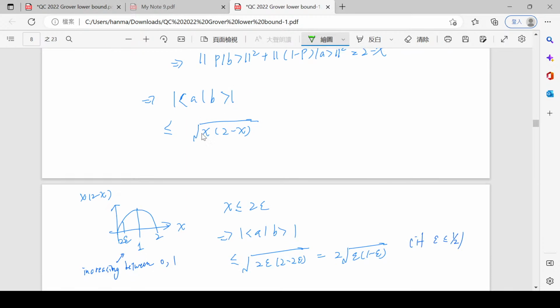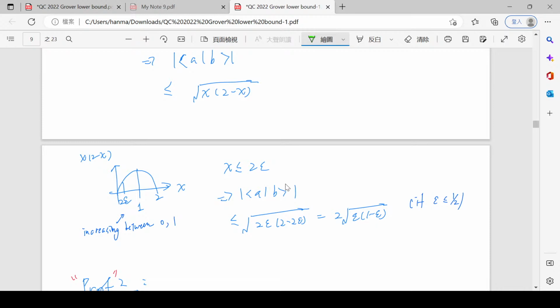So x is less than 2 epsilon, then square root of x times 2 minus x is actually less than square root of 2 epsilon times 2 minus 2 epsilon, because wait, is this? No. So we need to be a little careful. We need to make sure this function is monotone on x, because x is less than 2 epsilon, but then 2 minus x is actually bigger than 2 minus 2 epsilon. But if we plot this function, x times 2 minus x is actually a quadratic function, with a peak at x equal to 1.